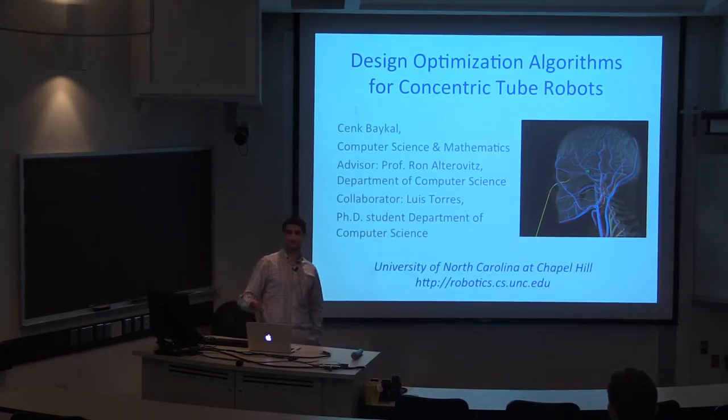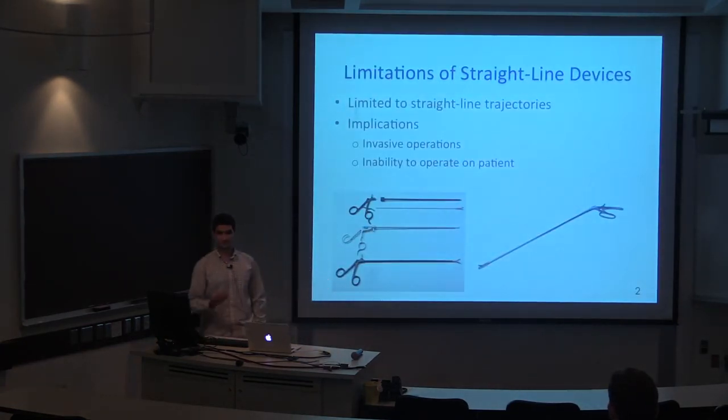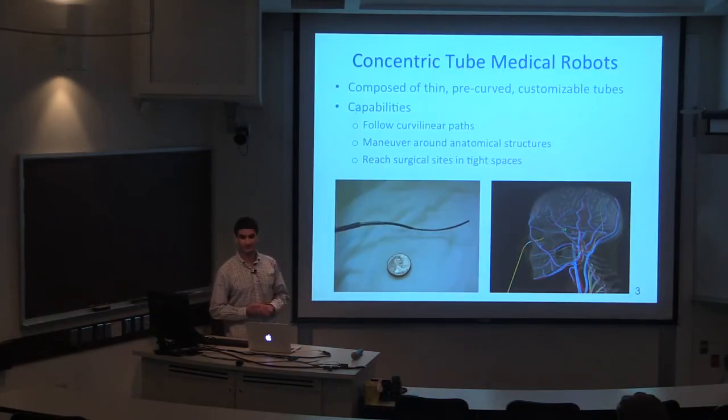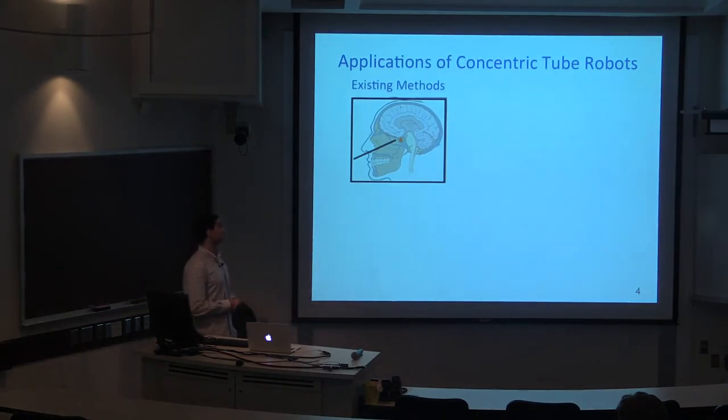Before delving into design optimization algorithms, we might want to consider what a concentric tube robot is and why we should use it in the first place. The motivation for these robots comes predominantly from the fact that traditional surgical tools are typically straight-line devices, meaning that they're limited to straight-line trajectories. In animation, we can see a robot reaching the pituitary gland through an endonasal procedure. In contrast to existing methods, straight-line devices may be unable to reach the clinical goal region, or even worse, may damage vital anatomical structures nearby.